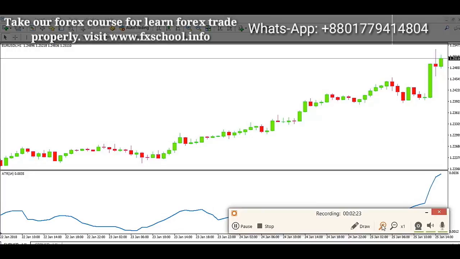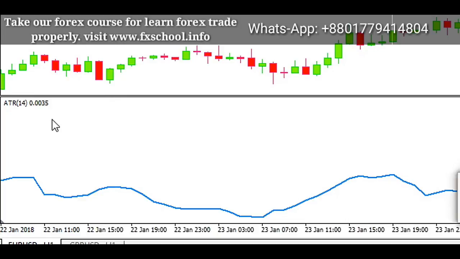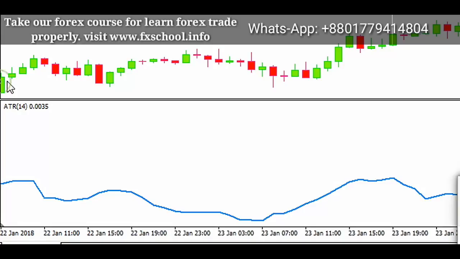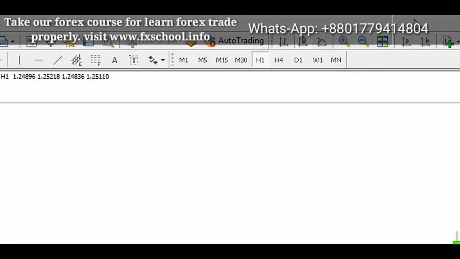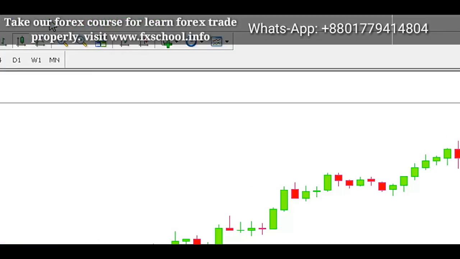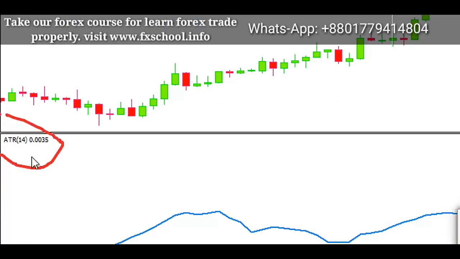In this ATR indicator, you can see that there is a number. I draw it. The number is 0.0035, so the last digits are 35. In the EUR/USD currency pair, this 35 is the range of the market. So now the market range is 35.